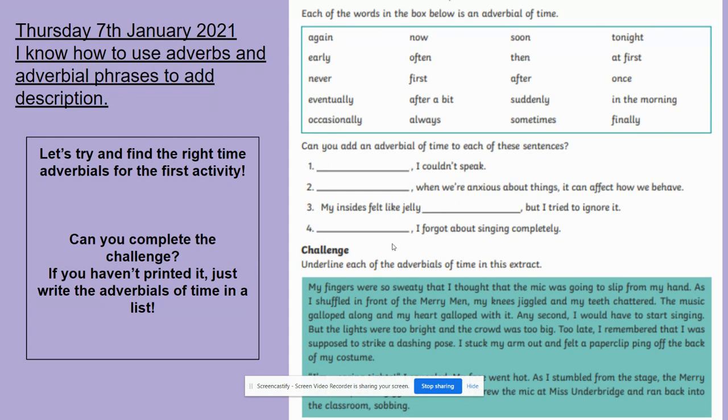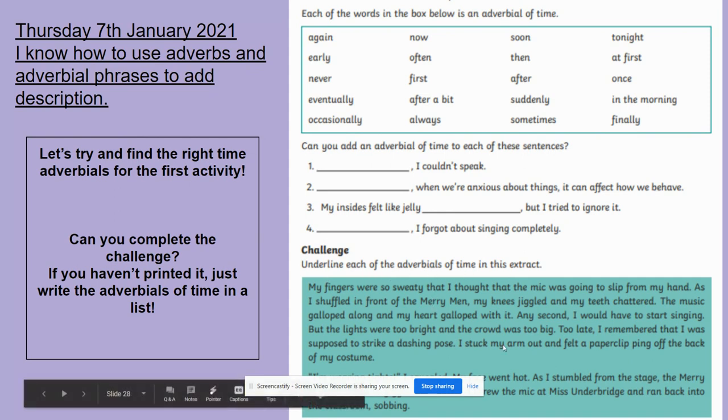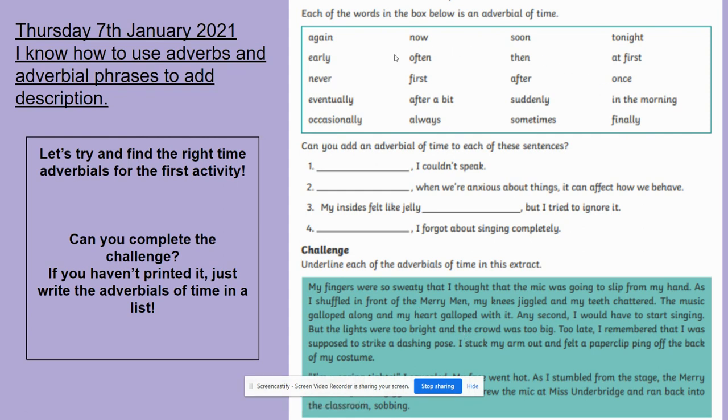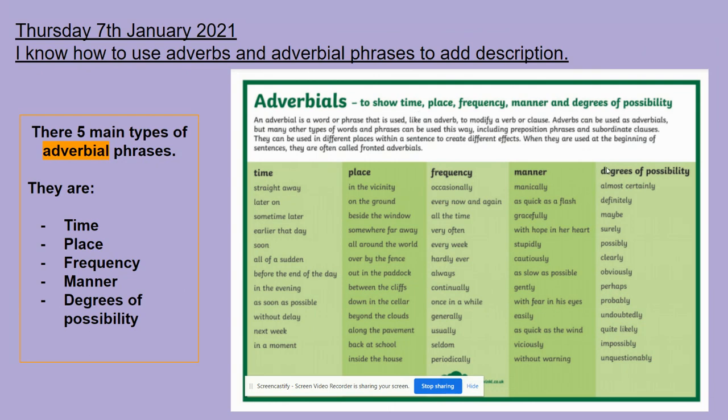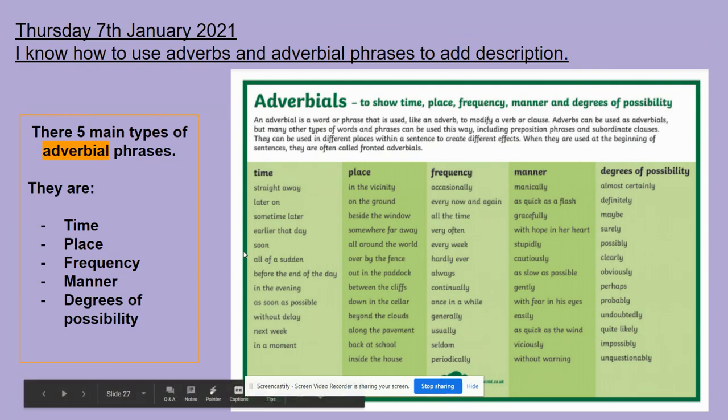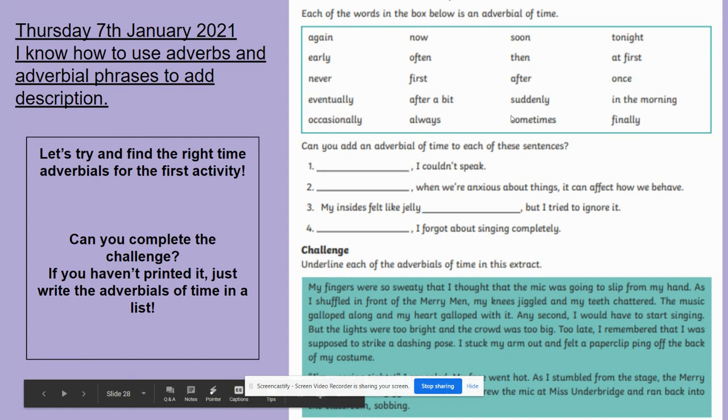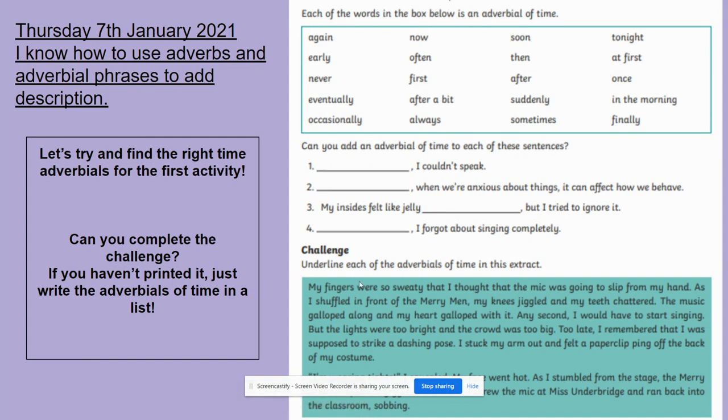Once you've done that, your challenge is to underline each of the adverbials of time that you find in this extract here. You might see some examples from this. You might see some examples from here as well. You might see some that aren't written down previously. So remember, an adverbial of time, all that means is a word, an adverb or group of words describing the verb. So when something is happening.